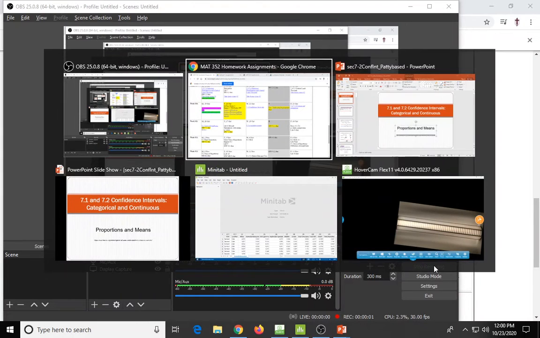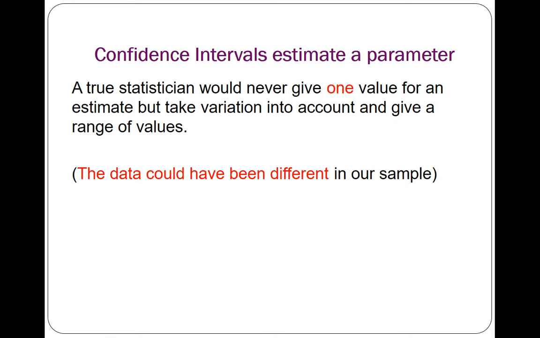Remember, a true statistician would never just give a point estimate, or one value, because they would take into account variation. And so if they're going to give an estimate, it's going to be a range of values because, remember, the data could have been different.